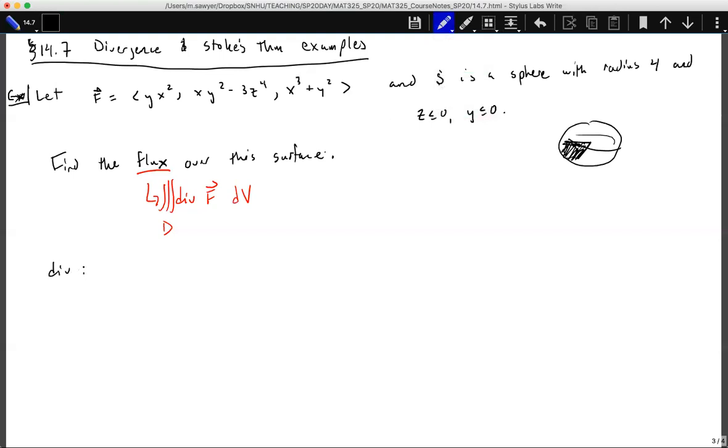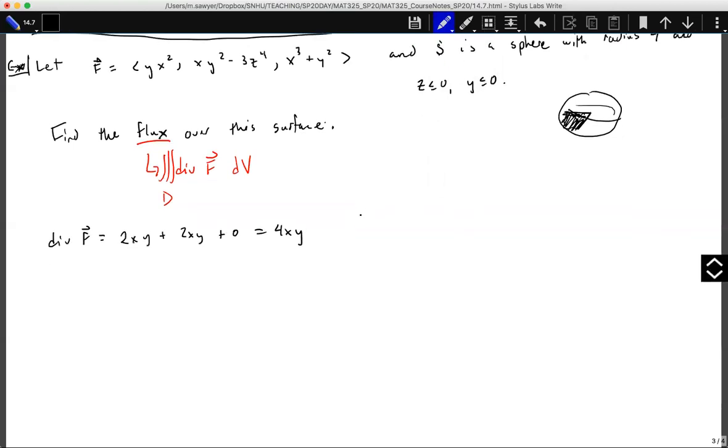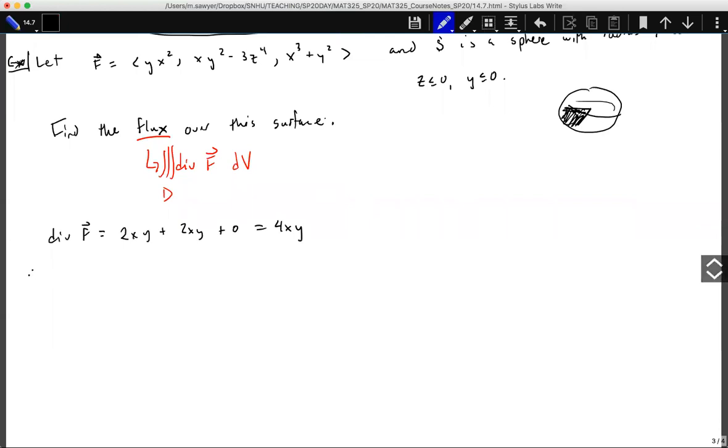So the divergence of F is equal to 2xy plus 2xy plus 0, which is equal to 4xy. Now we need to describe the bounds for D. And so we're dealing with the sphere, so it makes sense to look at spherical coordinates here. Spherical coordinates.